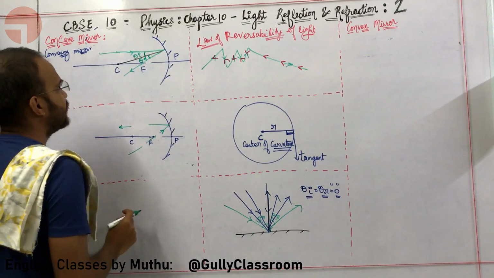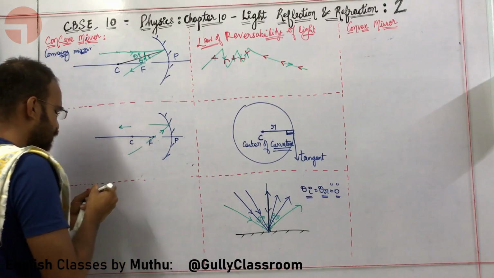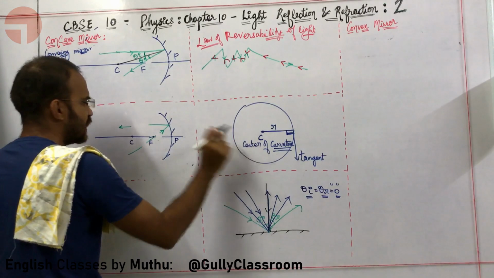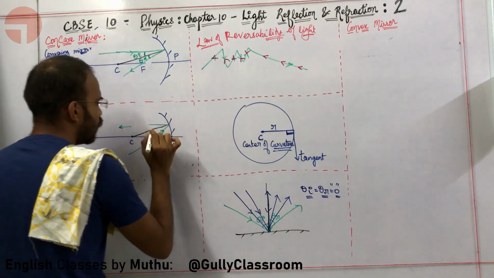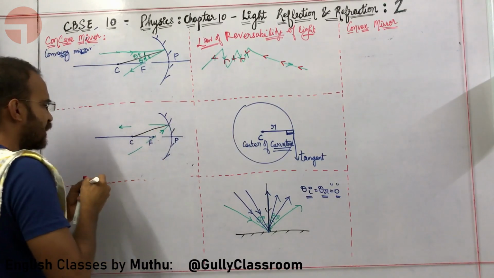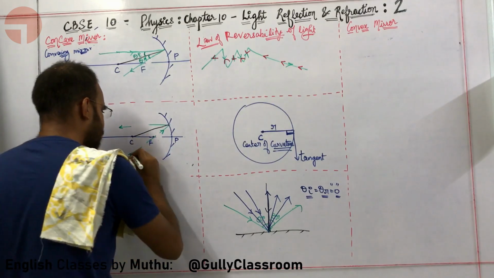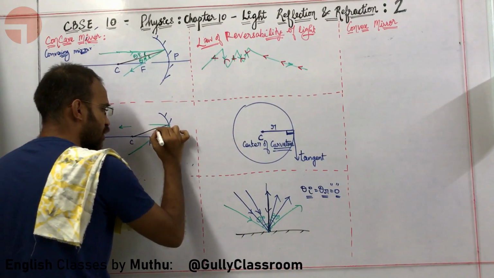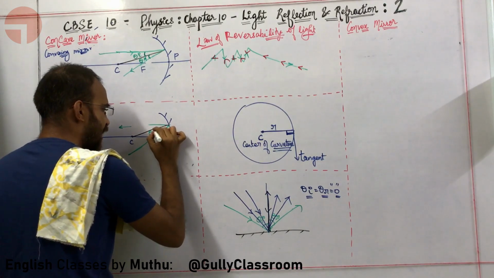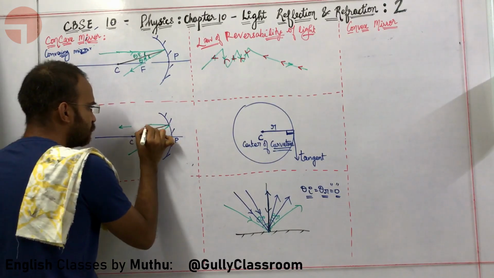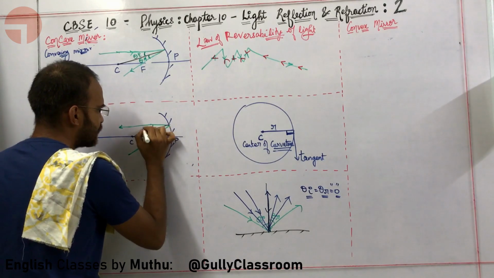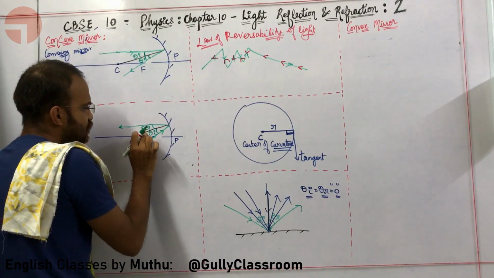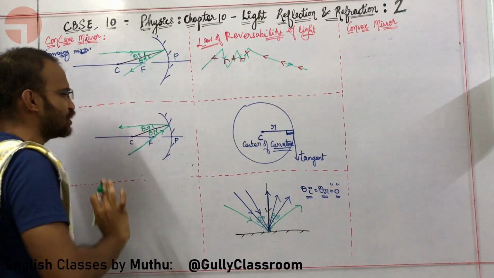Okay, what about here, sir? Here, let me first draw the normal. The normal must pass through the center of curvature. What next, sir? Let me draw the incident ray. The incident ray is passing through the focus. So the angle between the normal and the incident ray is the angle of incidence. The angle between the reflected ray and the normal is the angle of reflection. So angle of incidence is equal to angle of reflection in this case also.